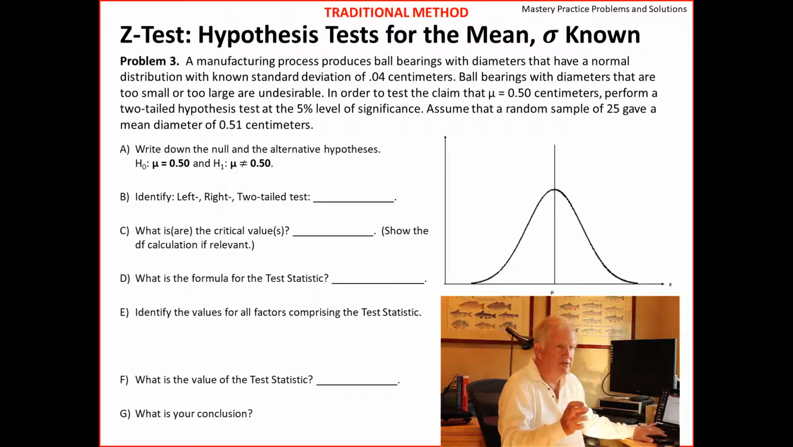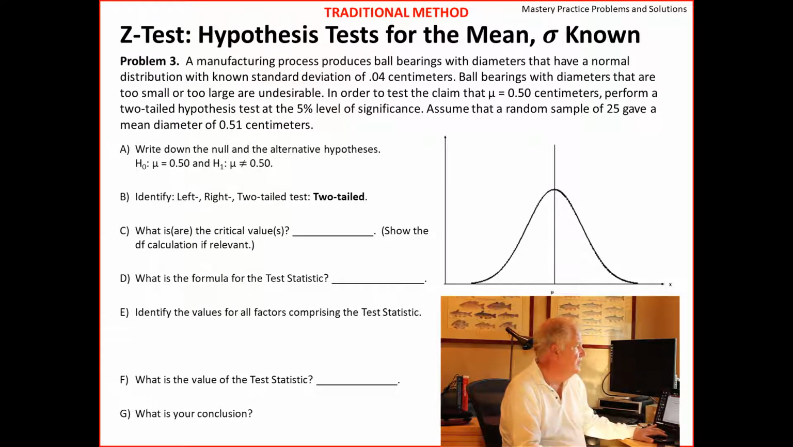The null is always equal, and in this case, it's the status quo. Mu is equal to 0.5 centimeters. And the claim we're interested in knowing is whether it is 0.5 centimeters or not. So H1 is not equal. Again, H1 can never have an equal sign in it, and it has a not equal sign. This is a two-tailed test.